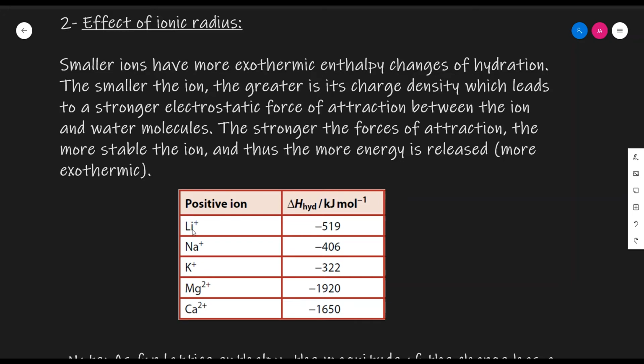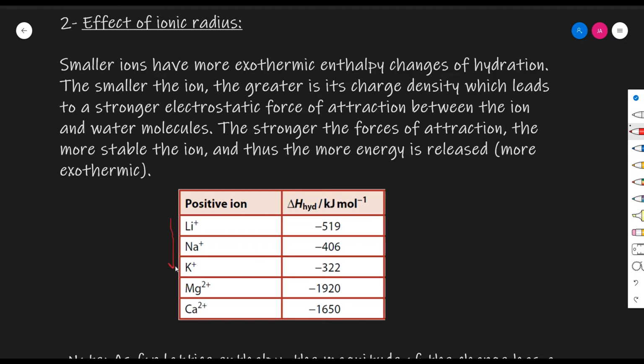for group 1, if we consider lithium, sodium, and potassium, they're all group 1, and they're arranged as you go down the group. As you can see, they all have the same charge, but as we go down the group, the ionic radius increases, and thus the charge density decreases. When the charge density of the ion decreases, the electrostatic force of attraction between the ion and the water molecules decreases, forming a less stable ion in solution, which would produce a less exothermic enthalpy change of hydration, as seen here.